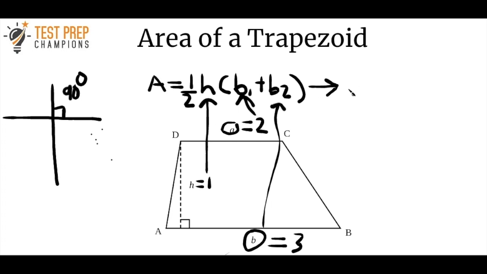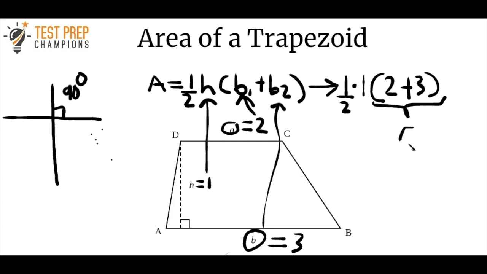Now all we do is substitute this in here. So we're going to have half times 1, because the height is just 1, and then we've got our base 1, which is 2, plus 3. From our order of operations rules, or PEMDAS, please excuse my dear Aunt Sally, if you're not sure what I'm talking about, I've got a video on that I'll link to down below. We want to start with what's inside the parentheses. So 2 plus 3 is 5, and so we've got half times 1 times 5.